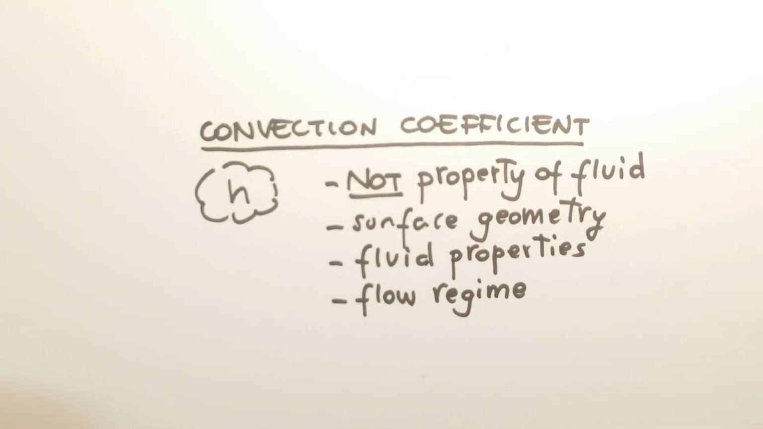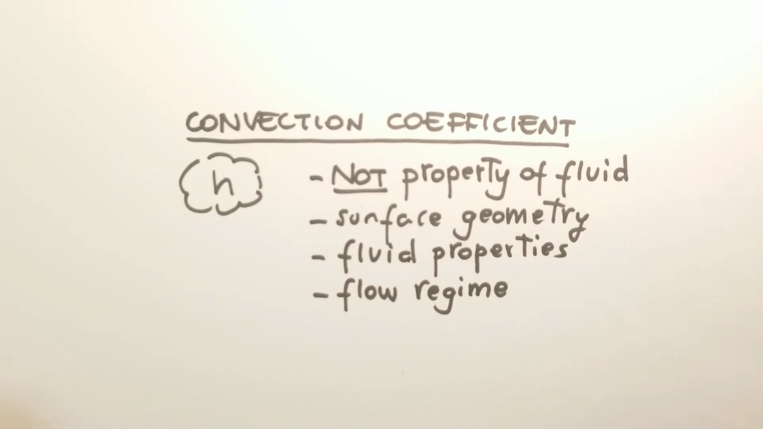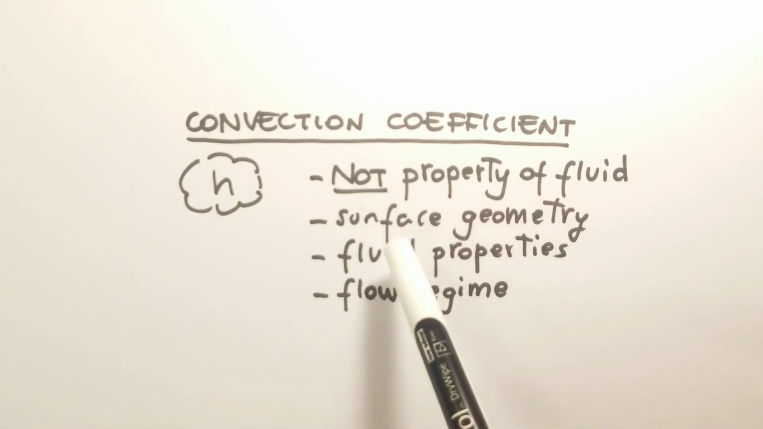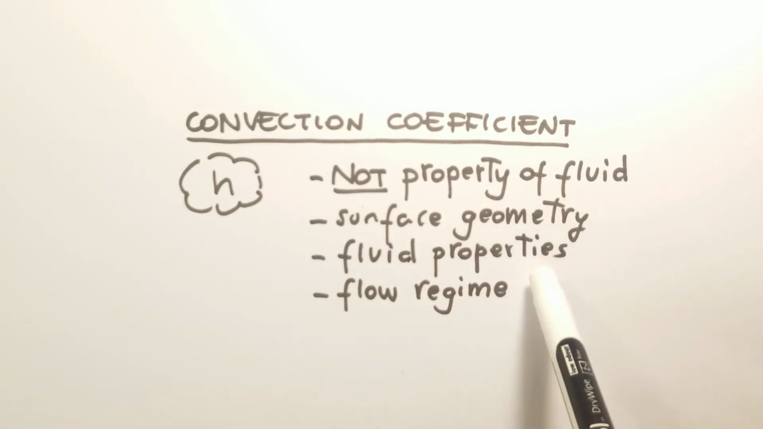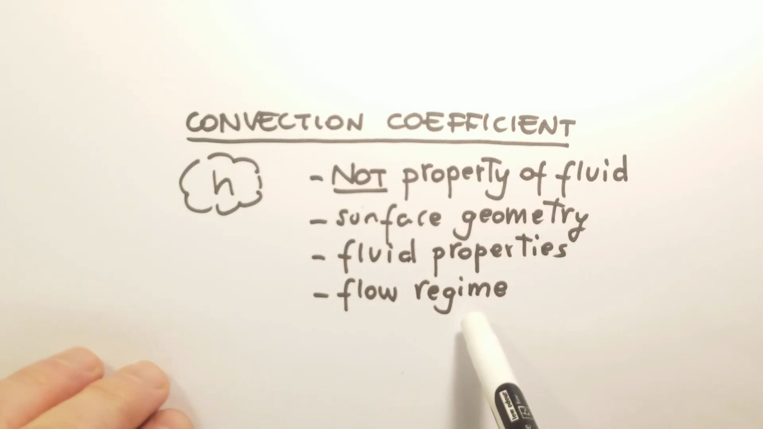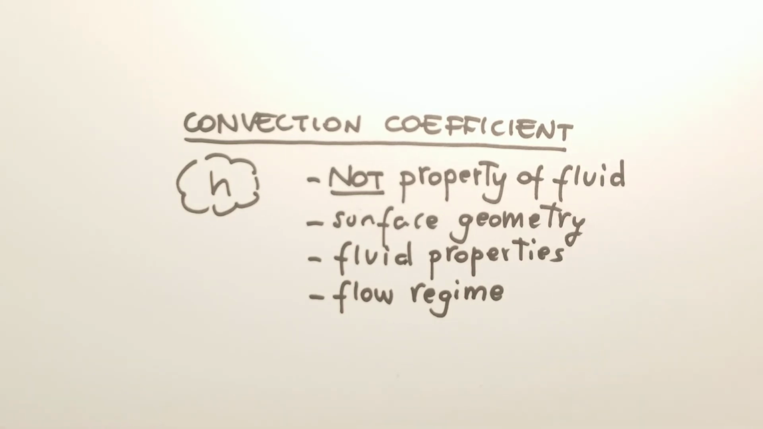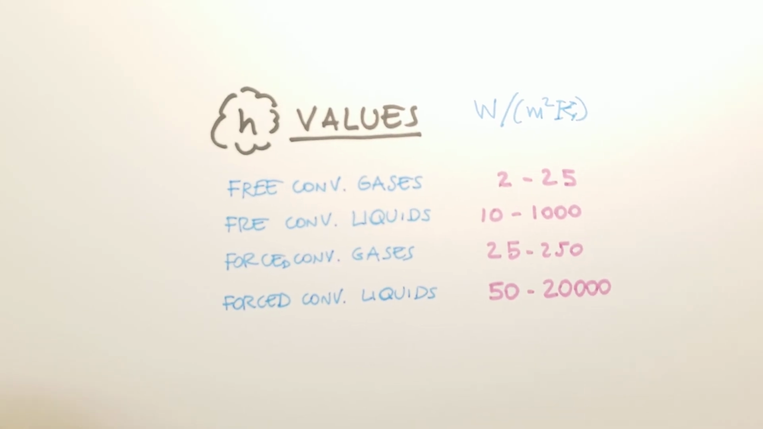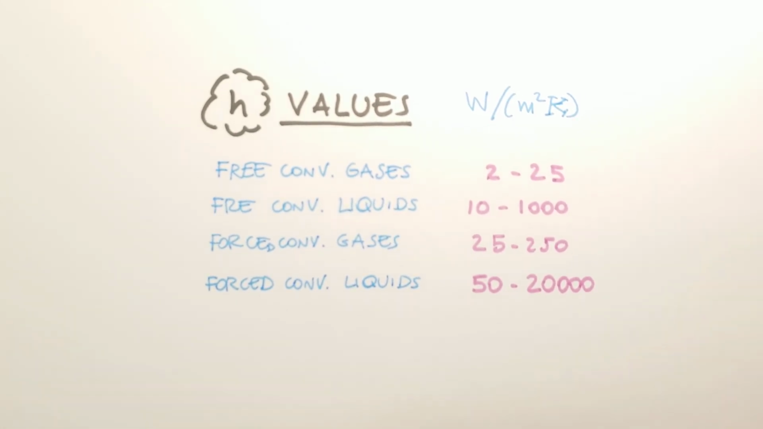It's important to remember that h, the convection coefficient, is not a property of the fluid, like the thermal conductivity. It depends instead on the surface geometry, on the fluid properties, but also on the flow regime. So whether we have a laminar flow or transitional flow or a turbulent flow, h values can change quite a lot.